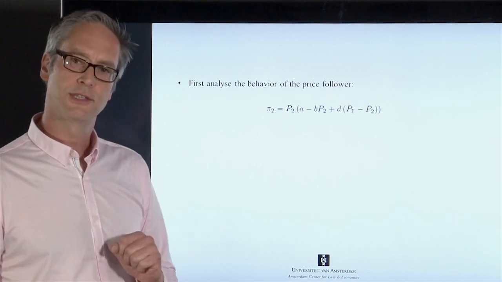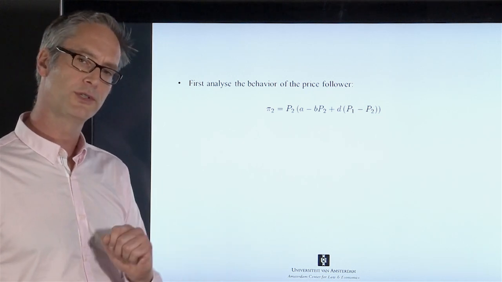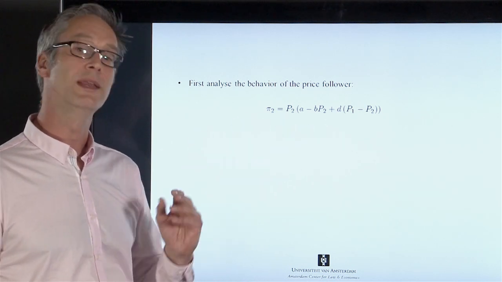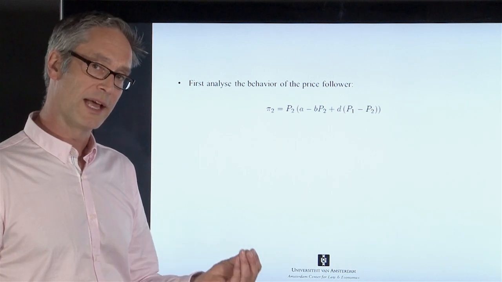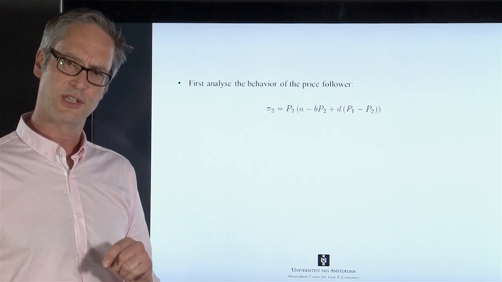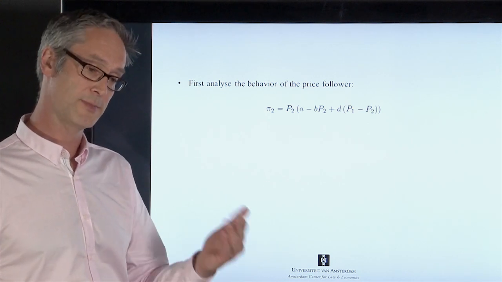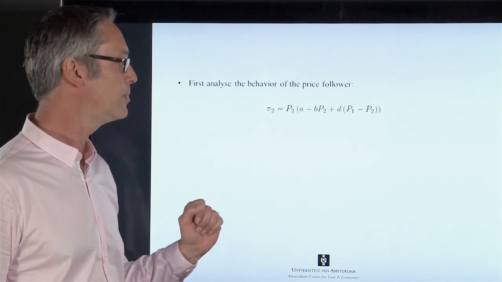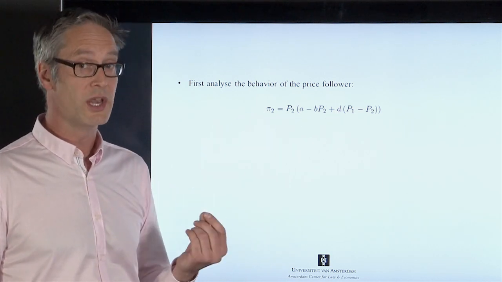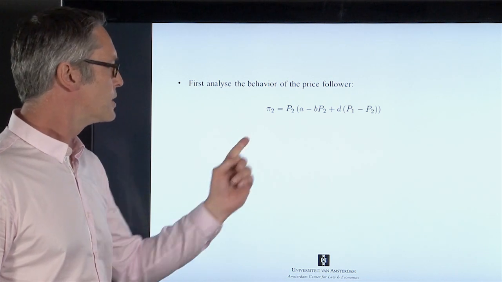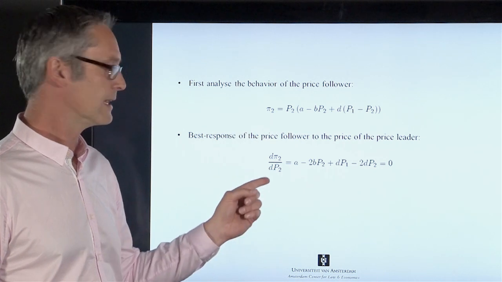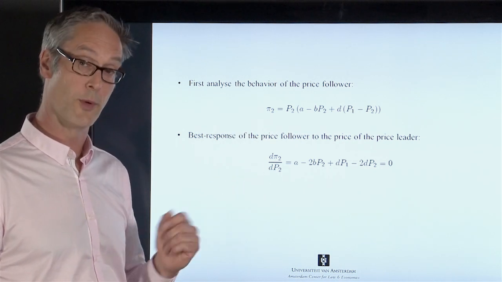Now, to analyze this sequential move game, we're going to start at the back. We're going to do backward induction, and we're going to start by analyzing the best response of Bank 2 to any price set by Bank 1 in the first stage. By the time Bank 2 is about to set its price, it knows what P1 is going to be, so it can maximize its profits taking P1 as given. To solve this, we're going to maximize this profit function by taking the derivative with respect to the choice variable P2.